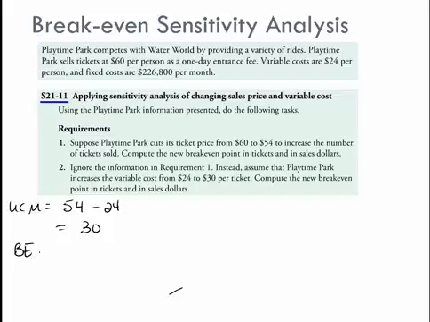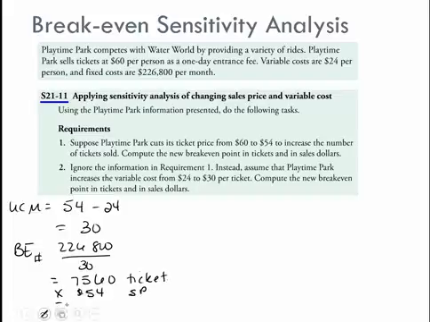So the break even in terms of number of tickets will be 226,800 divided by 30. So I get 7,560 tickets. If I want that in terms of sales dollars, I take that times $54, which is the selling price per ticket, and I get $408,240. So that's my sales dollars.